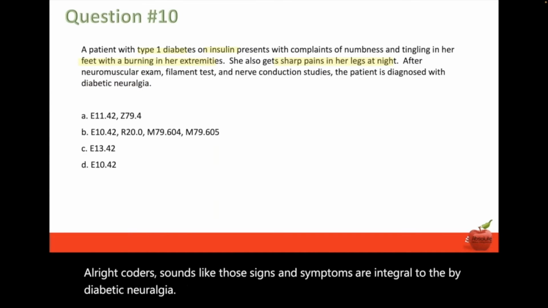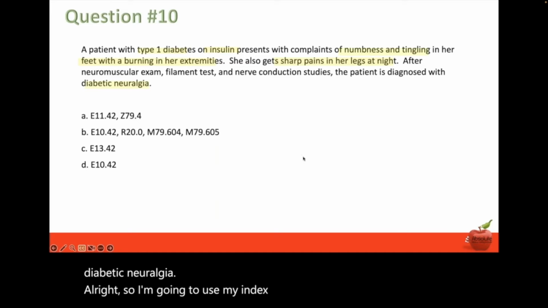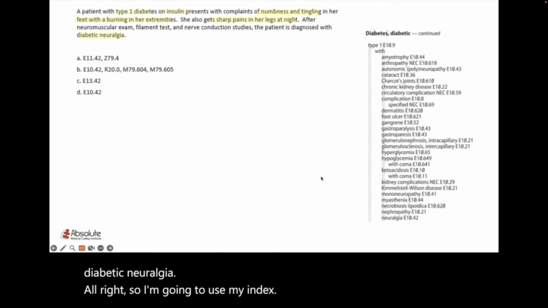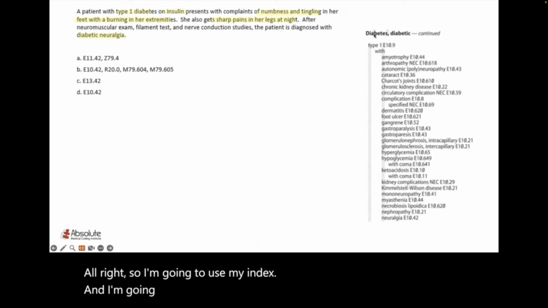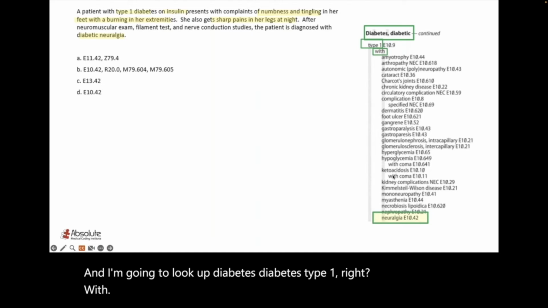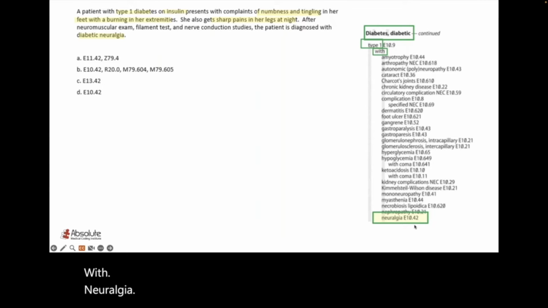All right, so I'm going to use my index and I'm going to look up diabetes. Diabetes type 1, right? With neuralgia. And it takes us to E10.42.